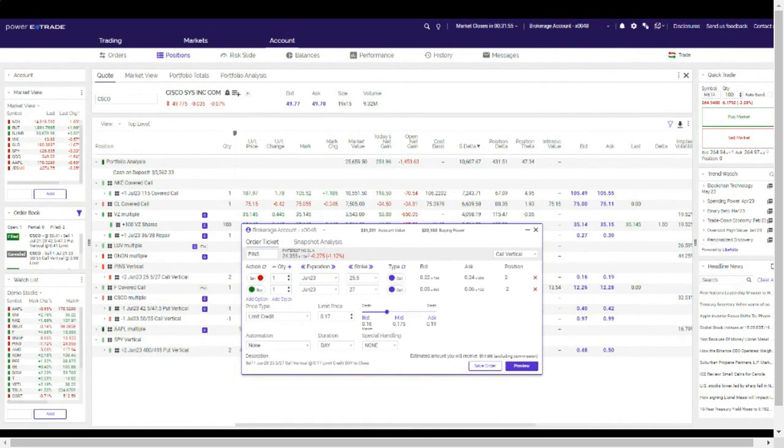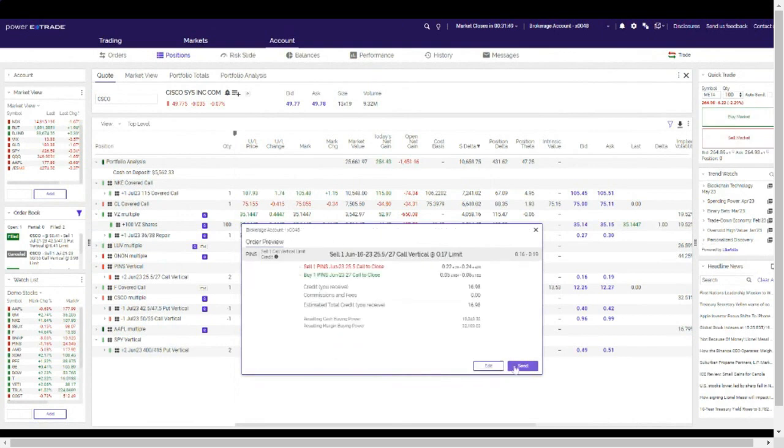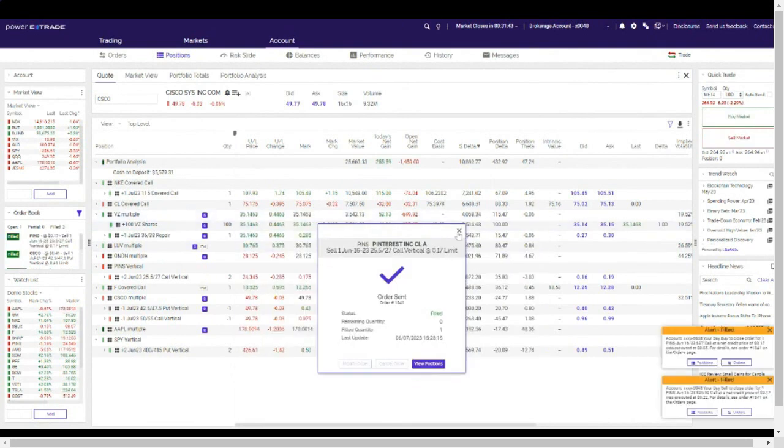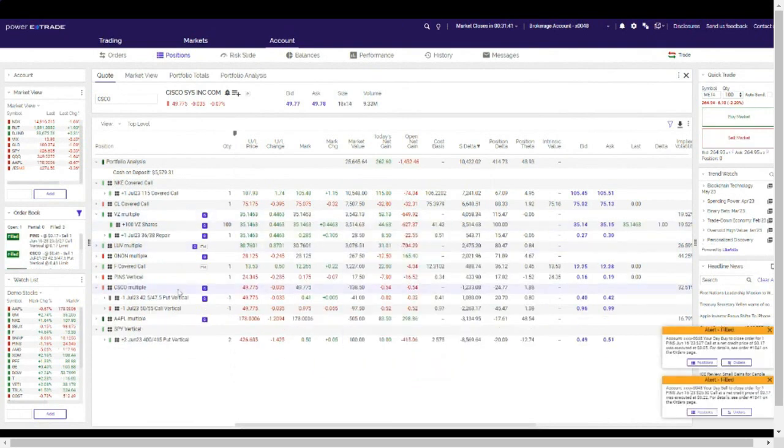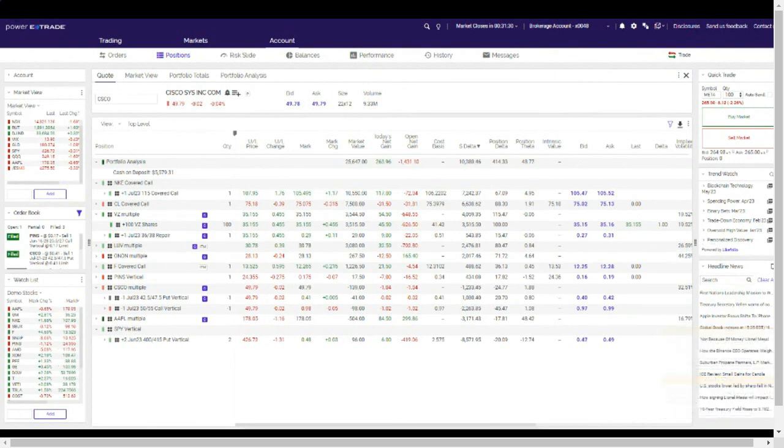So I'm going to close down one of these two positions. Again, 17.5 is the mid-market price. So being only a penny above the bid price, I would expect I'd get filled. And sure enough, I got filled on one, leaving one in the account. But that's how quickly you can close out a spread using Power E-Trade. When in doubt, close it out.